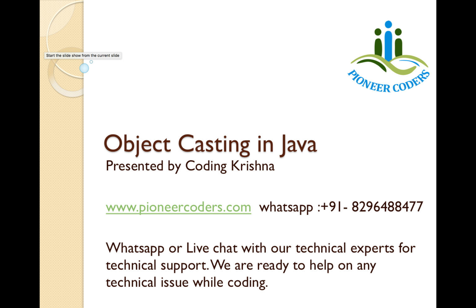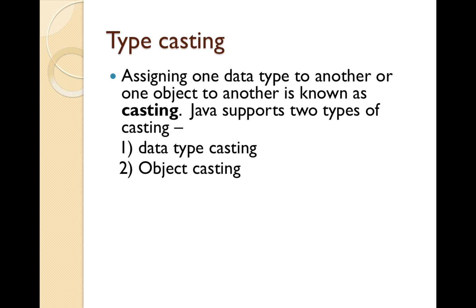Today I'm going to discuss object typecasting in Java. Last class I discussed what typecasting is: assigning one data type to another, or one object to another object, is known as typecasting. Java supports two types of casting: data type casting and object casting. I discussed data type casting in my last class. Today I'm going to discuss object casting.